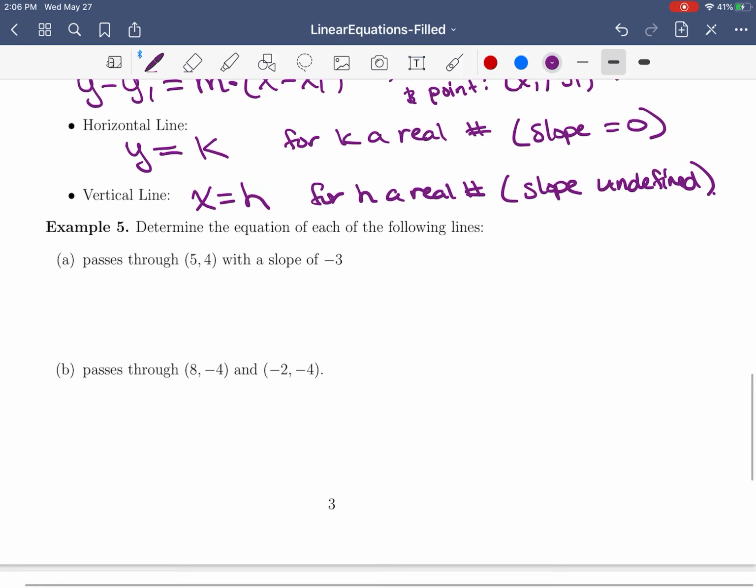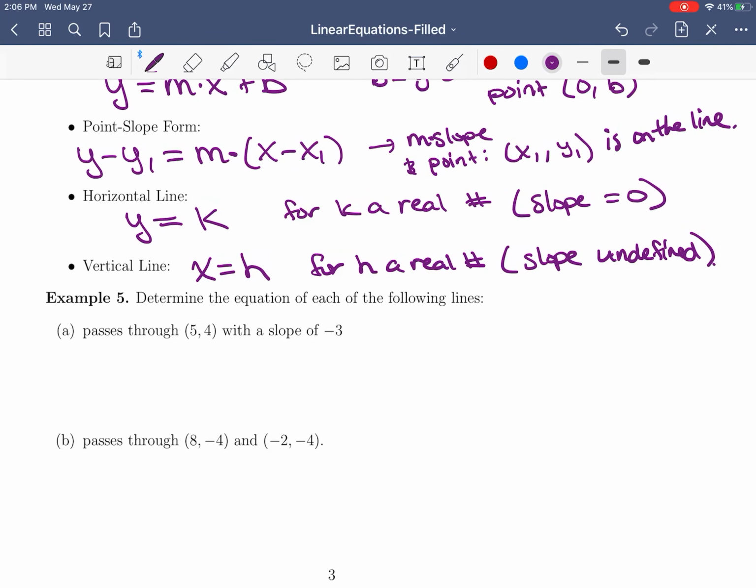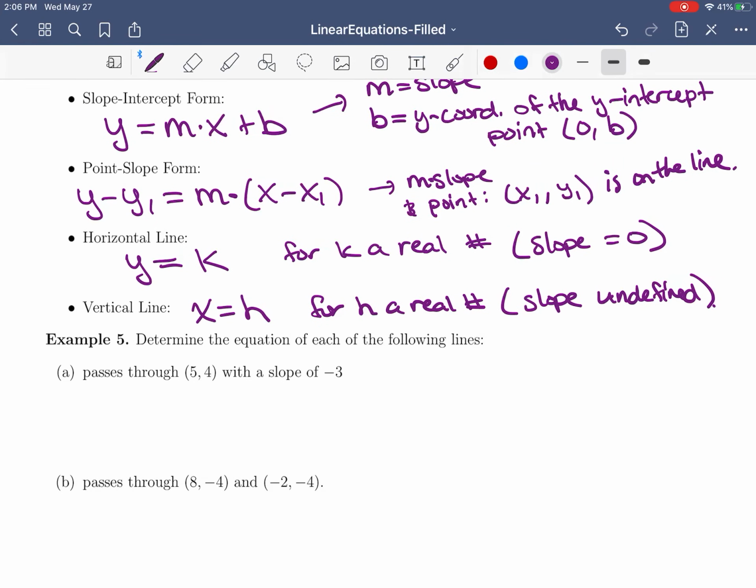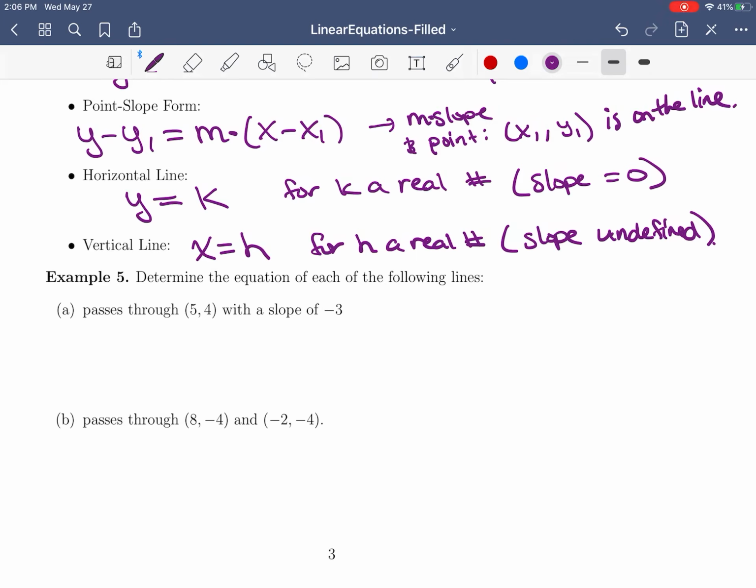So let's do a couple examples of finding the equation for a line. I'm going to use the slope-intercept form for one of them and the point-slope form for another, just to be different. First, I'm going to use slope-intercept form. I have a point that's not the y-intercept, and I have the slope here. So that means that we know y should be negative 3x plus some number b. So this is the slope.